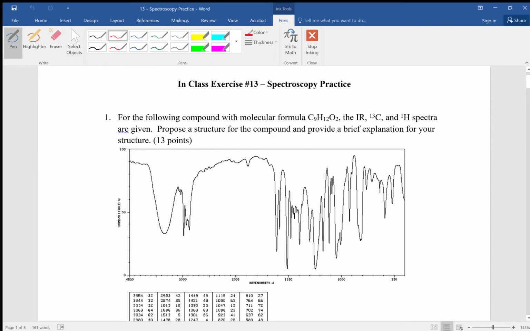So we start with this first one, C9H12O2. We can calculate the degrees of unsaturation, and we should get 4, which, as we've seen many times previously, does suggest to us that we have an aromatic ring present. We can also see the alcohol group that's present here.